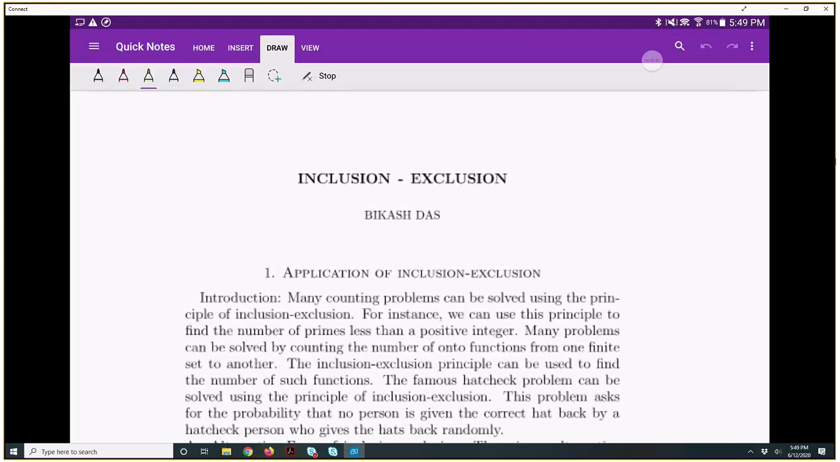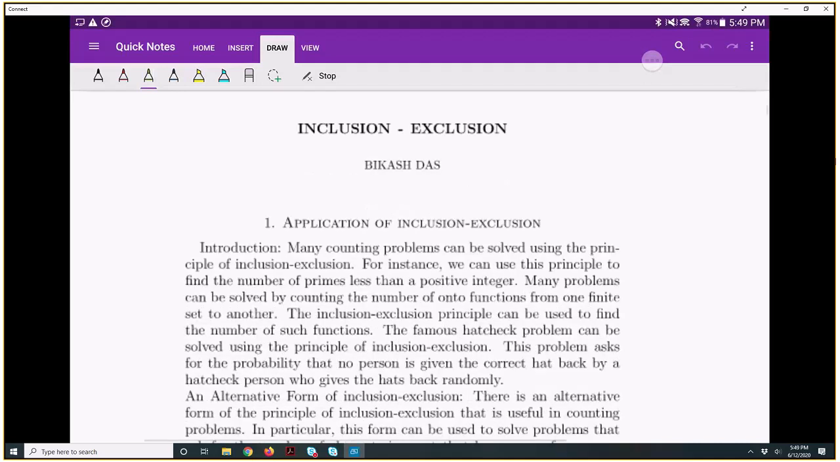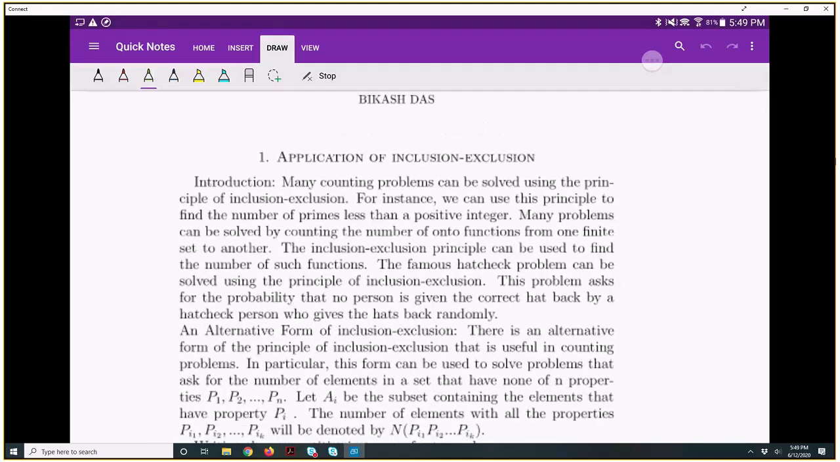In this video, we are going to conclude our study of inclusion and exclusion and counting by introducing a few more types of counting problems, including applications of the inclusion-exclusion principle. We already know that many counting problems can be solved using this principle. For instance, we can use inclusion-exclusion to find the number of primes less than a positive integer. We saw an example like that in the previous lecture.